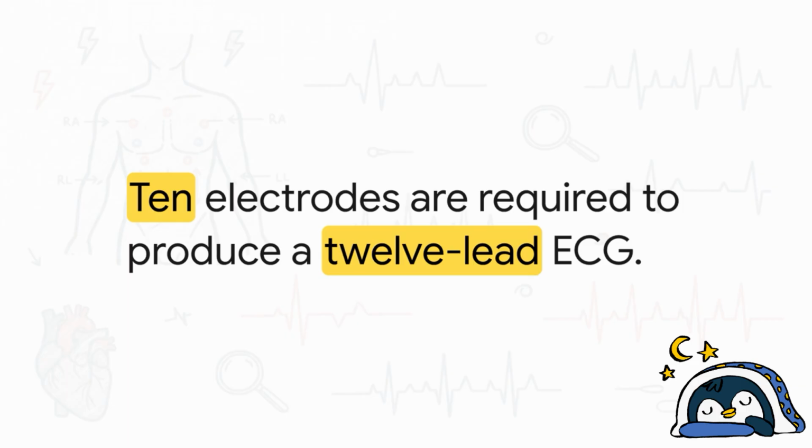These 12 leads allow us to confidently interpret specific territories. We get the inferior wall through leads 2, 3, and AVF, the lateral wall through I, AVL, V5, and V6, and the anterior wall through V1 to V4. 10 wires, 12 brilliant clinical windows.